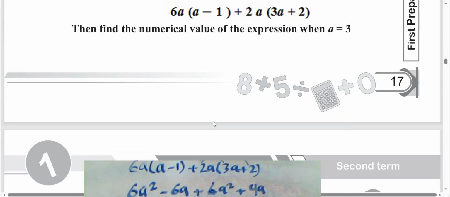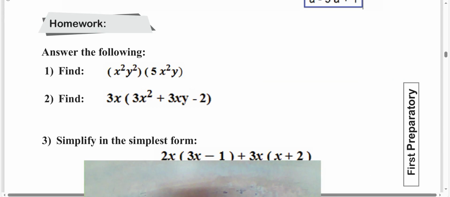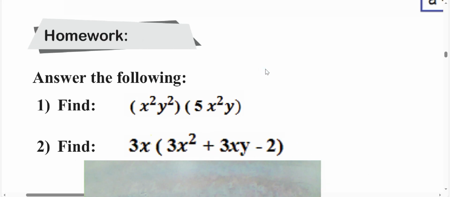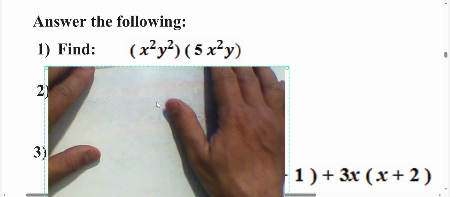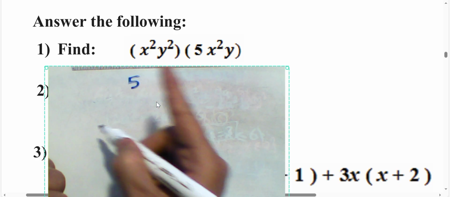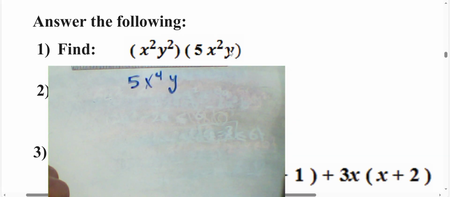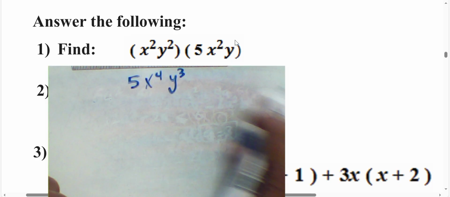About weekly assessment number 4. Now I will complete and solve the homework with you, okay? About week number 4. First question, find the simplest form. We have x power 2 y power 2 times 5x power 2 y. We can write 5 times 1 is 5, and x power 2 times x power 2 is x power 4, and y power 2 times y power 1, we have 1 here, 2 plus 1 equals 3. Then we have 5x power 4 y power 3.